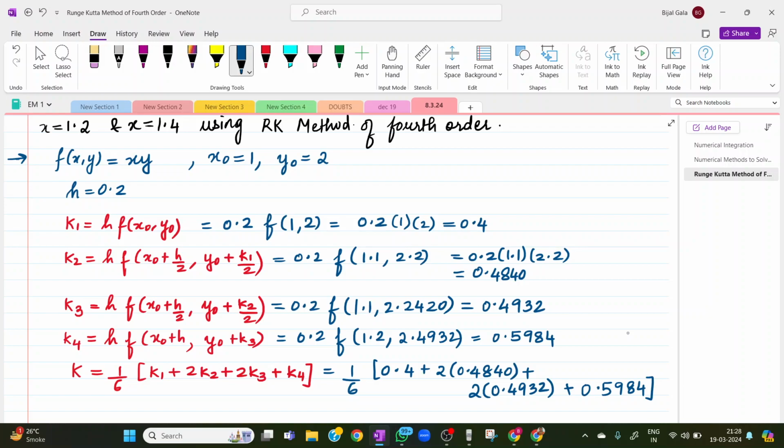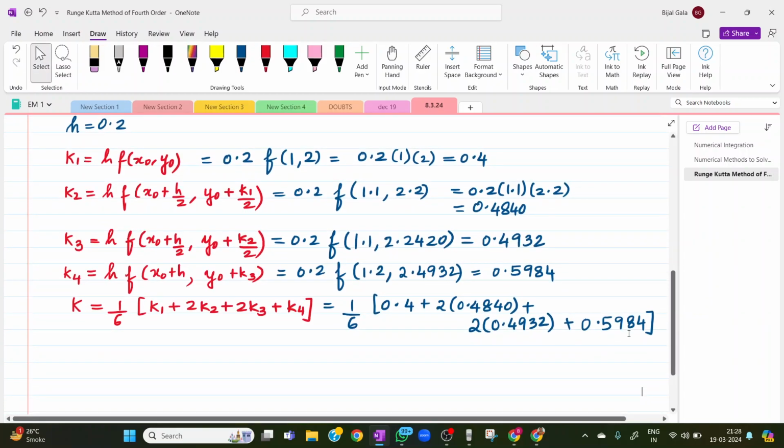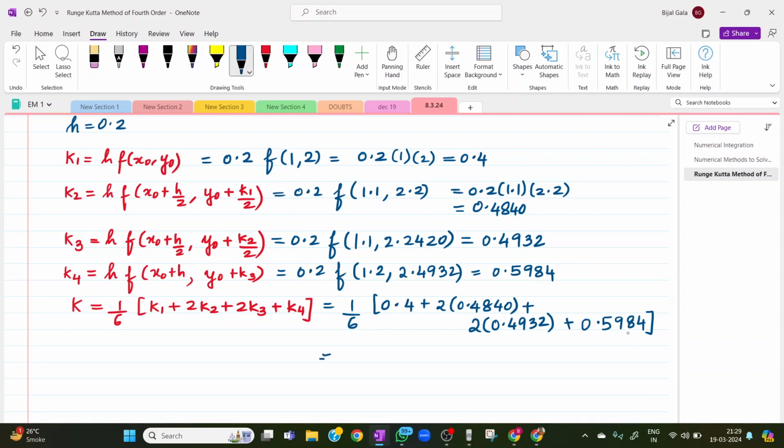Let me check. I think I'm looking at the wrong value. 4921 is correct. Yes. 4921 is correct. Ishan, check your calculation, please. So 0.4921.